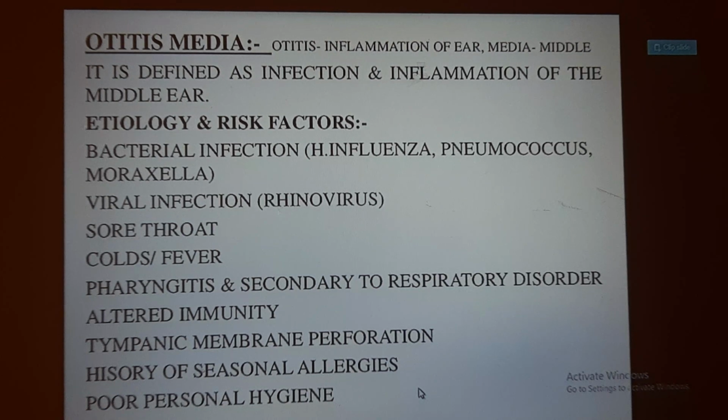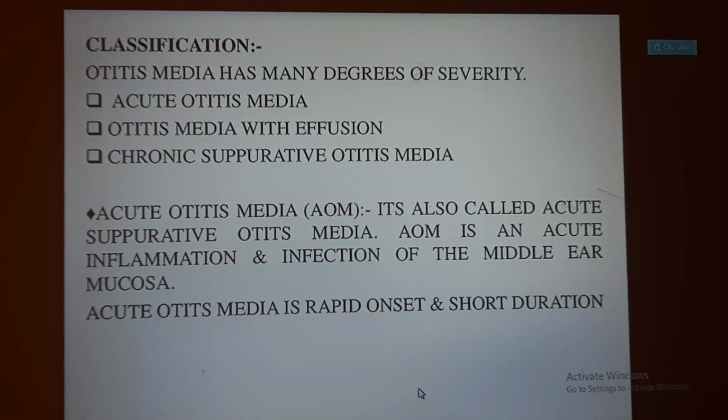These are the causes which lead to otitis media. Now we'll see classification. Classification is also called types. Classification of otitis media is mainly divided into three categories, according to the severity, how severe the otitis media is. First is acute otitis media, second is otitis media with effusion, and the third is chronic suppurative otitis media.